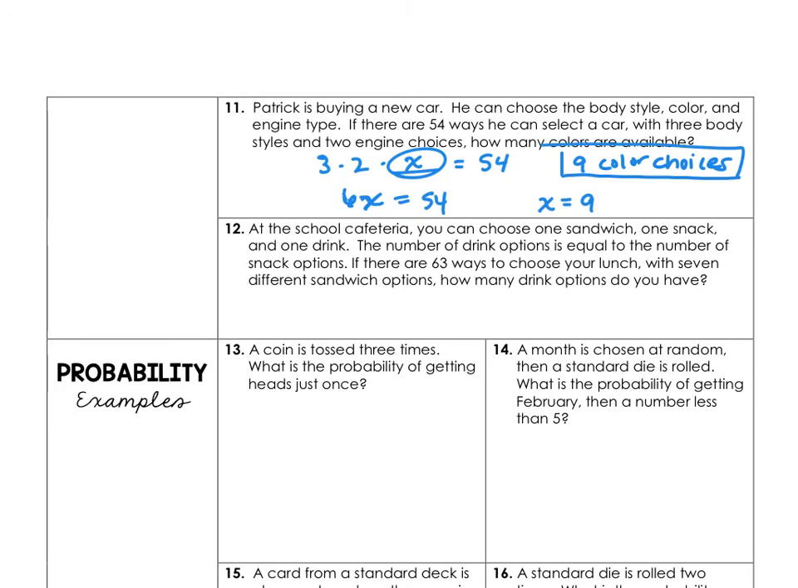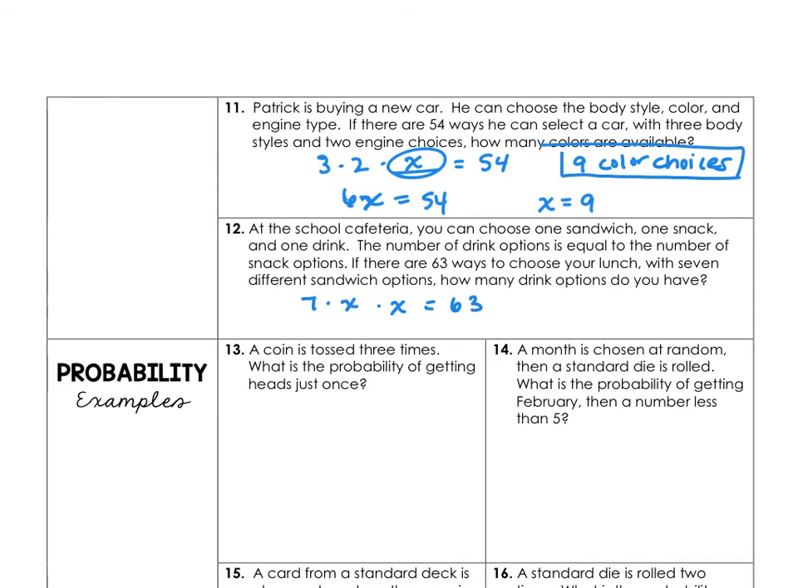Okay, school cafeteria, you can choose 1 sandwich, 1 snack, and 1 drink. The number of drink options is equal to the number of snack options. If there are 63 ways to choose your lunch with 7 different sandwich options, how many drink options do you have? All right, so we know that drink options are the same as snack options. Cool. And they only told us the sandwich option. There are 7. So our equation for this is going to look like this. 7 times the number of drink times the number of snack, and they can both be represented by x because they are the same value, and we know that's going to equal 63.